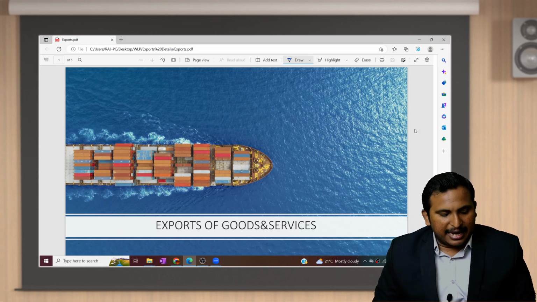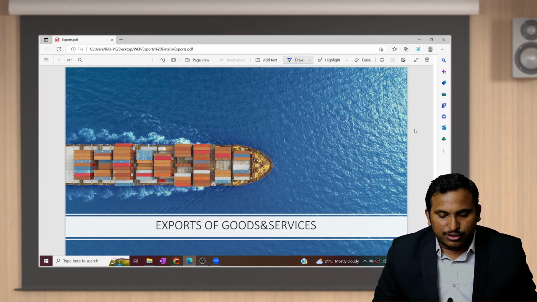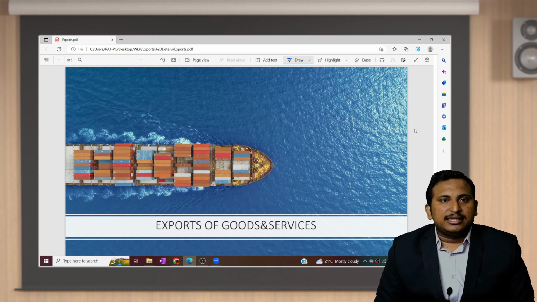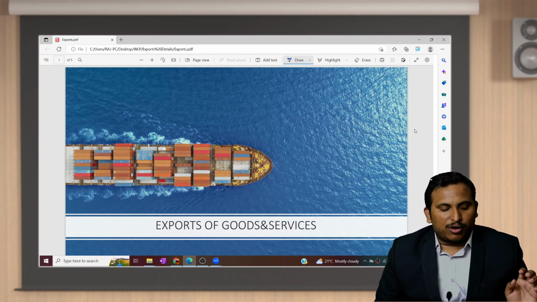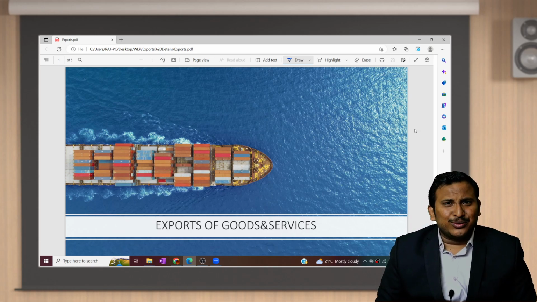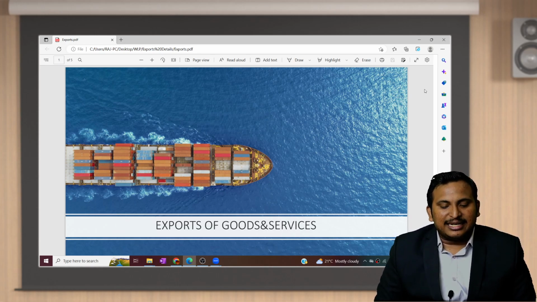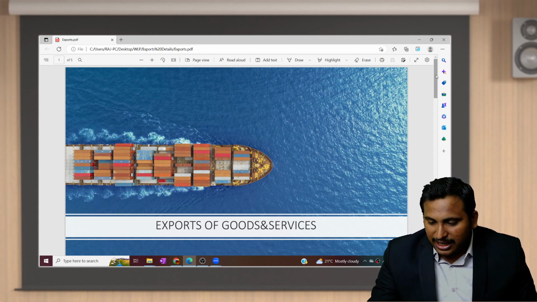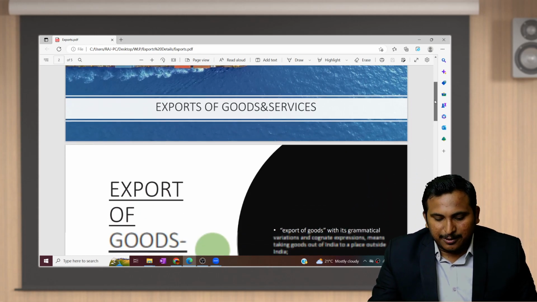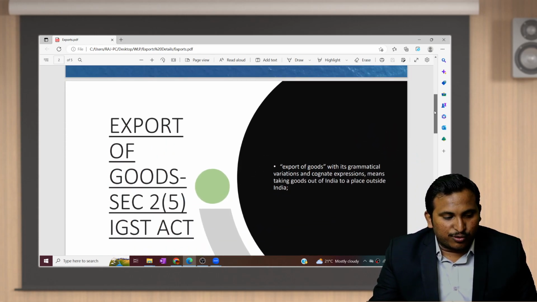Now with that clarity, let me proceed to the next one, that is export of goods and services. Hello, what is that? Export of goods and services. What is this export of goods and services, sir? I think you know about exports, right? It's not anything new. But we have to understand clearly what is the meaning of export of goods as well as export of services. Let me start. First, export of goods.